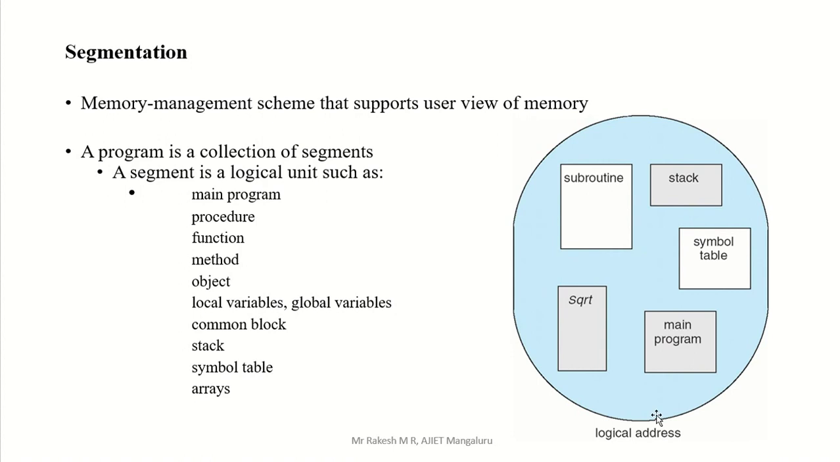Now see here, this is one process. In the segmentation part we are going to see content, right? That's why it is called a segment, not a page. One of the blocks is called a segment that contains a subroutine. One of the blocks in the process contains the stack, that is another segment. One of the blocks contains the symbol table, that is another segment. The main program is in another block, that is another segment. Like that, segment wise we are dividing your process.